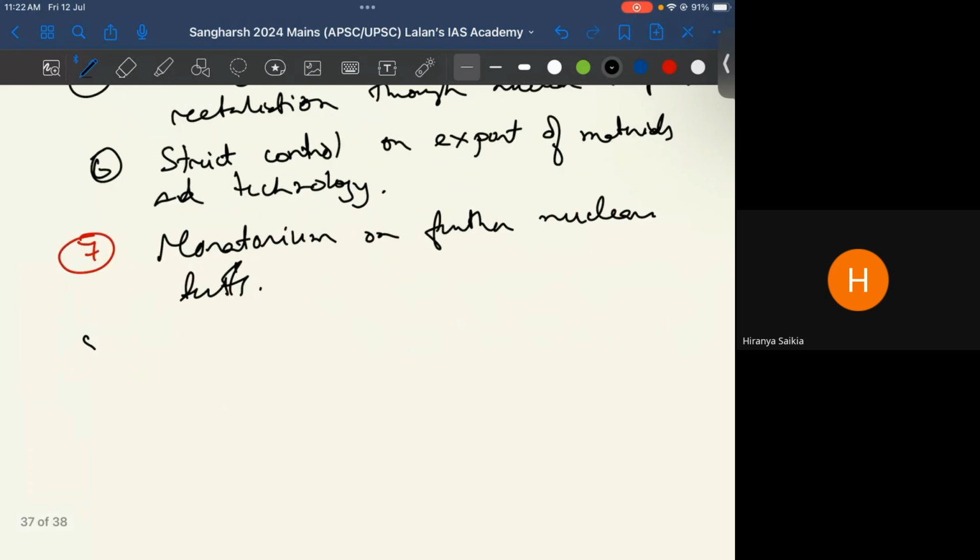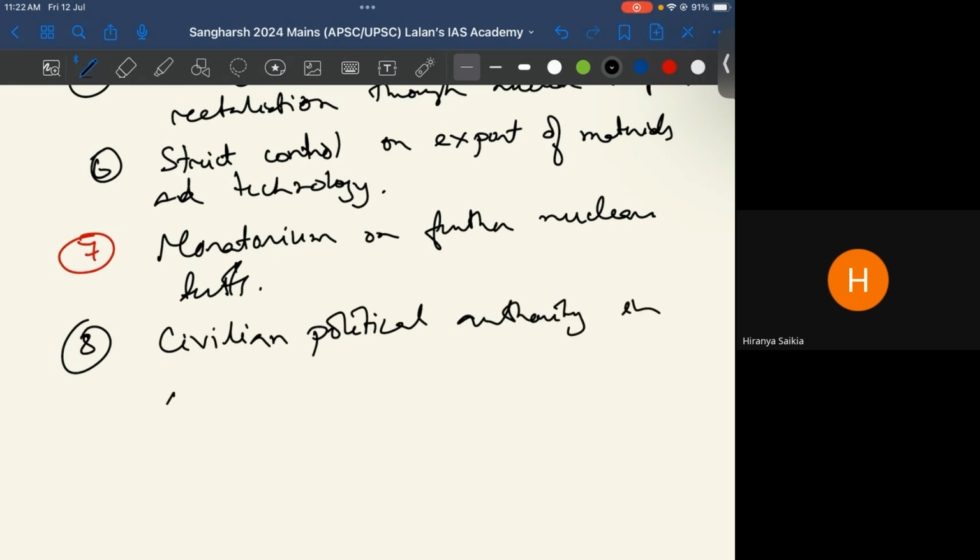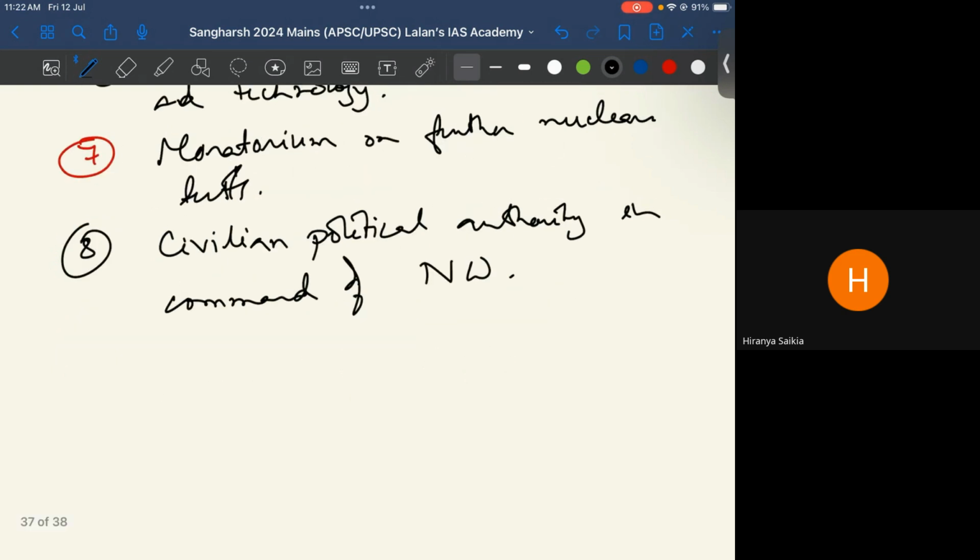Then number 8: the authority to authorize the use of nuclear weapons will be a civilian political authority, not a military authority. Civilian political authority in command of nuclear weapons. So the PM is in command. As for the organizational structure, you should know there is something called the Nuclear Command Authority.